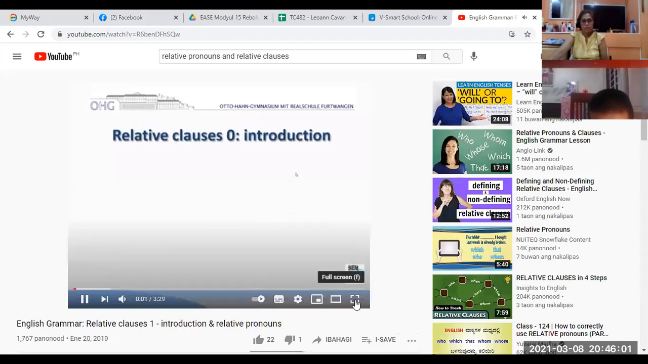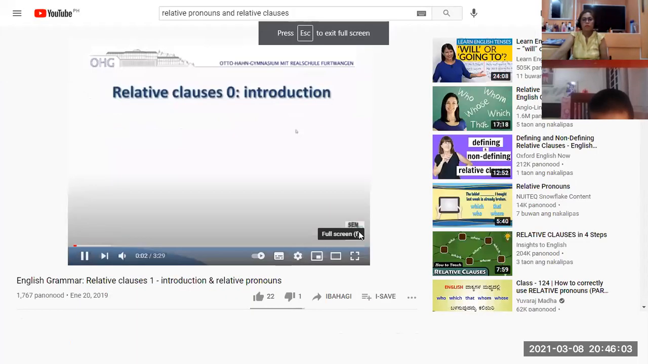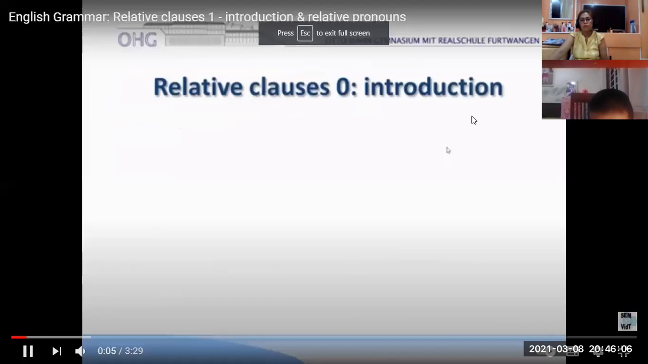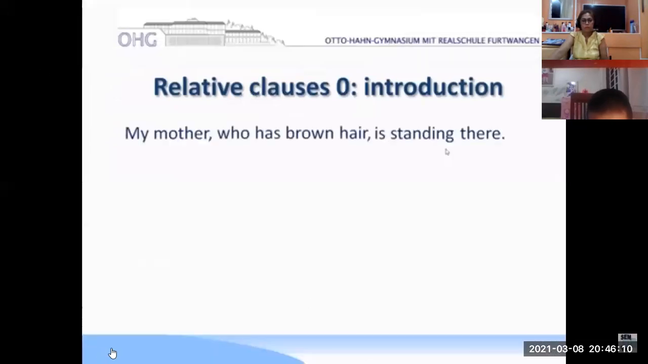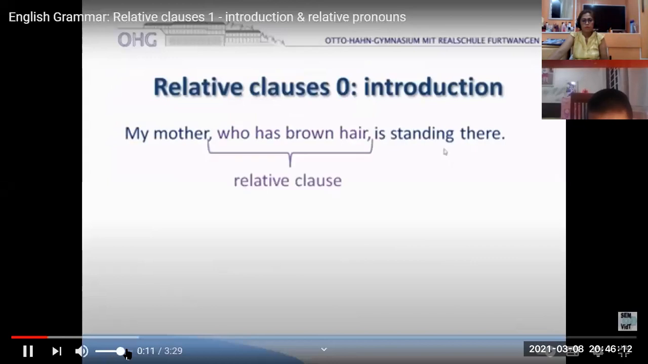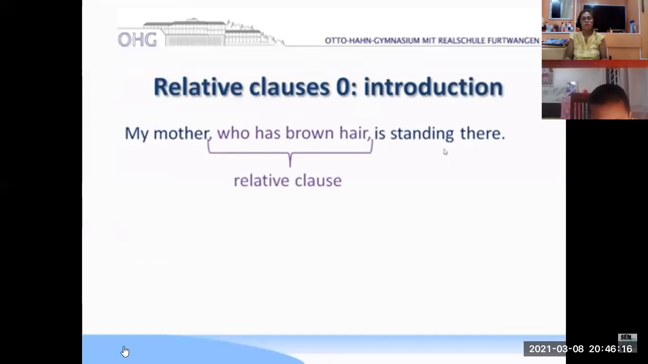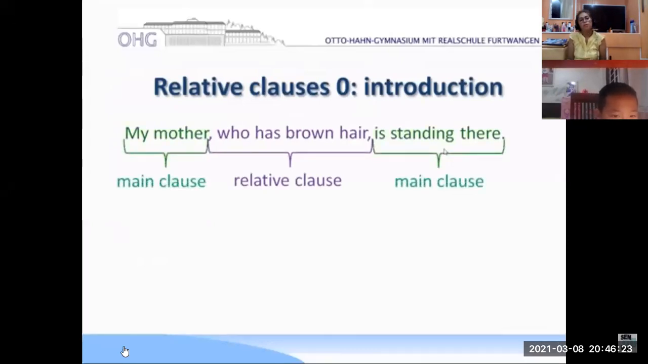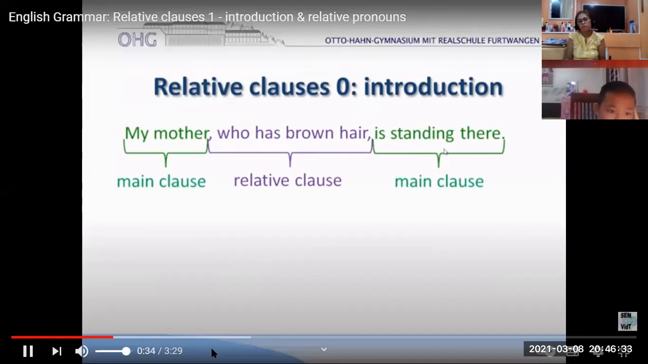We'll look at examples of relative clauses and then I'll explain what they are all about. So, generally, here we have one example where we can see a relative clause. This is the relative clause. Okay, look at this one here. But a relative clause can never stand alone, so it needs a main clause in green here. The main clause can stand alone. That means you can say, my mother is standing there. That works. But just who has brown hair does not work. So a relative clause always needs a main clause.